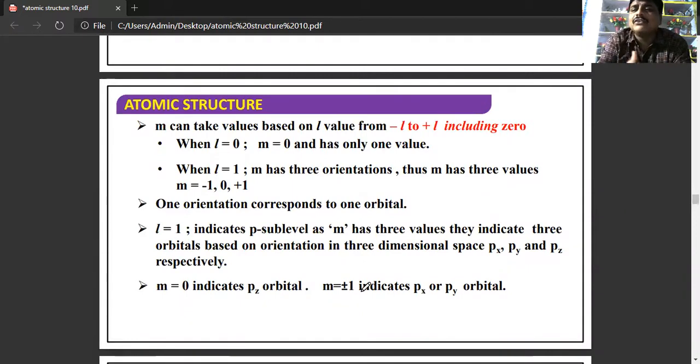The range of values: m can take values ranging from minus L to plus L, including 0. If L is equal to 0, m is also 0. If L is equal to 1, it has 3 values: minus 1, 0, plus 1. One orientation corresponds to one orbital. So L equal to 1 indicates the p sublevel, because m has 3 values, indicating 3 orbitals based on the 3-dimensional space, that is px, py and pz orbitals.